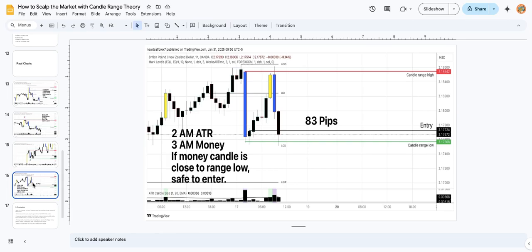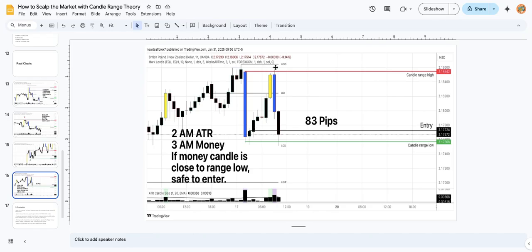Okay, next. This one here. Well, this one was definitely 2 a.m. So yeah, I'm just not sure what the prior one was. I do apologize for that. But okay, so we have a 2 a.m. candle here for the long example. 3 a.m. money candle right here, poked below the range, closed inside it. We're in. This was good for 83 pips to the top of the range.